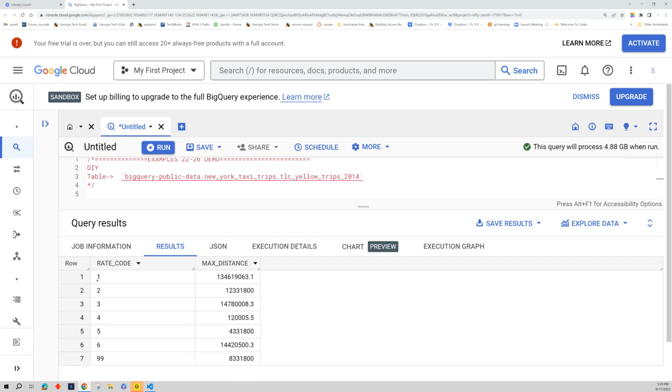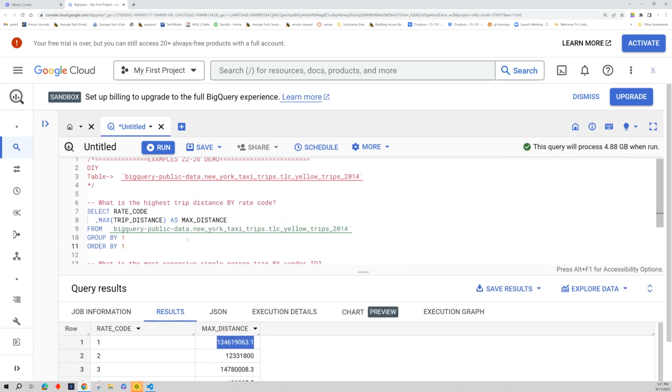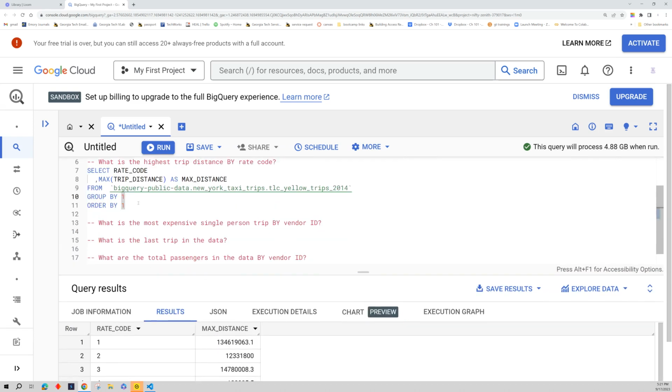So we have our 7 rate codes, 1 through 6 and 99, and then we have the max distance. So that looks kind of crazy. If we were to pull up rate code 1 and find the trip that had this amount of distance, we would probably find that these are all errors. It's probably all bad data. I can't even imagine how you could go 1.3 million miles. But that's how you do it.